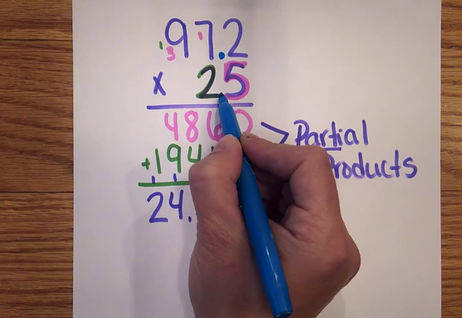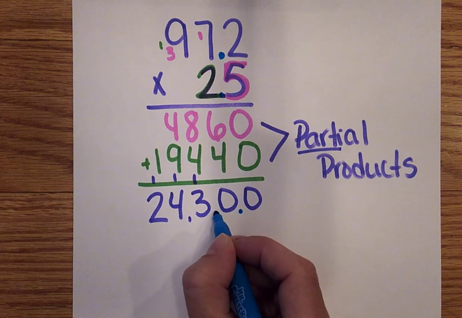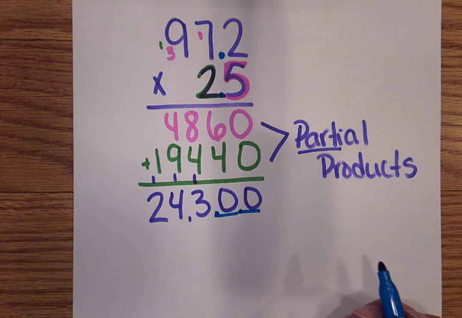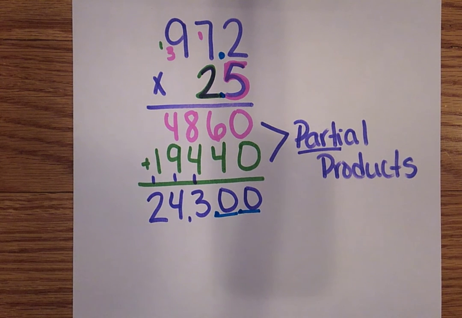If my problem had two decimal places, let's put one right there, then my product would have to have two decimal places, 1, 2. So when we're multiplying by decimals, we kind of forget that they're there for the moment, but then we have to go back and put them in. But we multiply just the same.